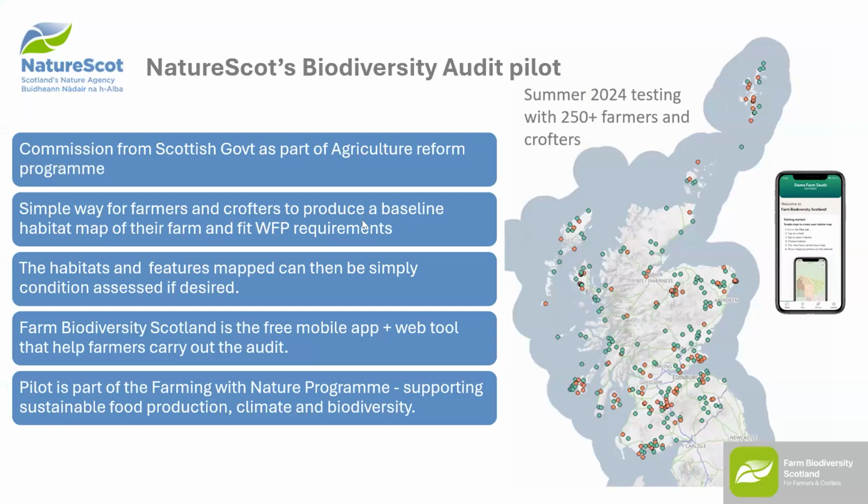So the NatureScot Biodiversity Audit pilot is a commission from the Scottish Government as part of the agricultural reform. We were asked to design a simple way for farmers and crofters to produce a baseline habitat map of their farm, and that would also fit the whole farm plan requirement. So the habitat and feature map can then be easily condition assessed if desired. It's not a requirement for 2025 for the whole farm plan, but we're testing things a bit further. The app is free to use. We have a mobile app and then the web tool, and it's not going to have to be paid for.